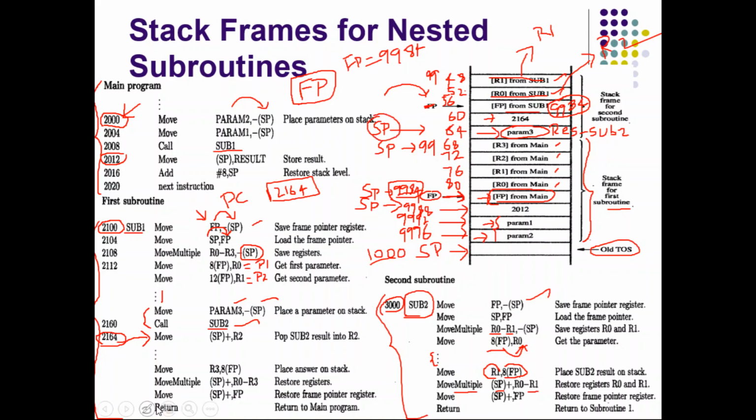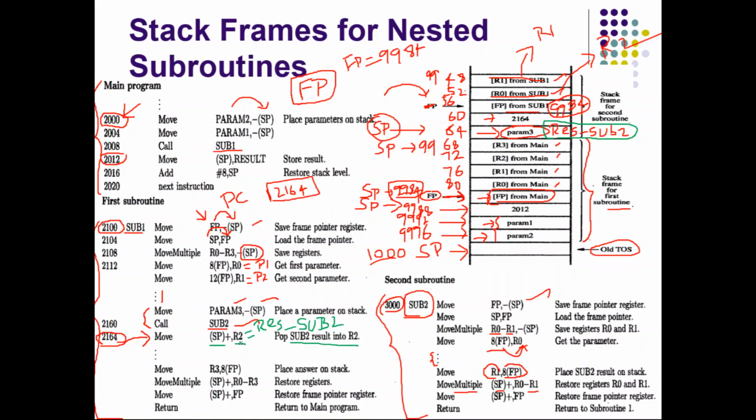The result of subroutine 2 we have stored in this location wherever currently SP is pointing. Now that result we want to move to the register R2. So what we do is move SP plus R2. So this result is now moved to R2. R2 will contain whatever result subroutine 2 calculated and returned. So pop the subroutine 2 result into R2.